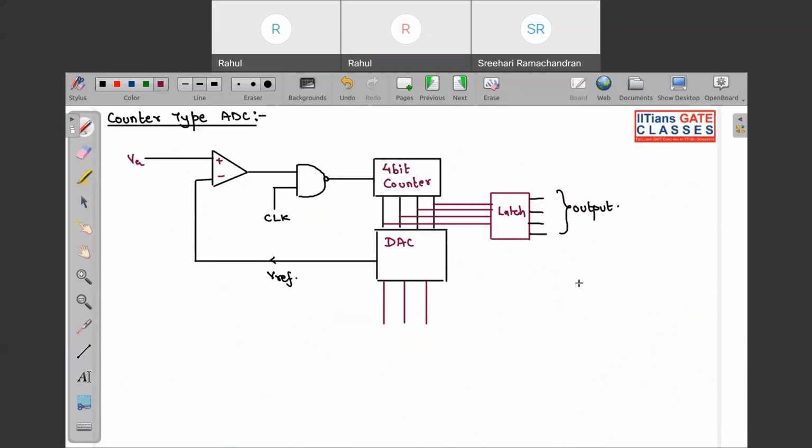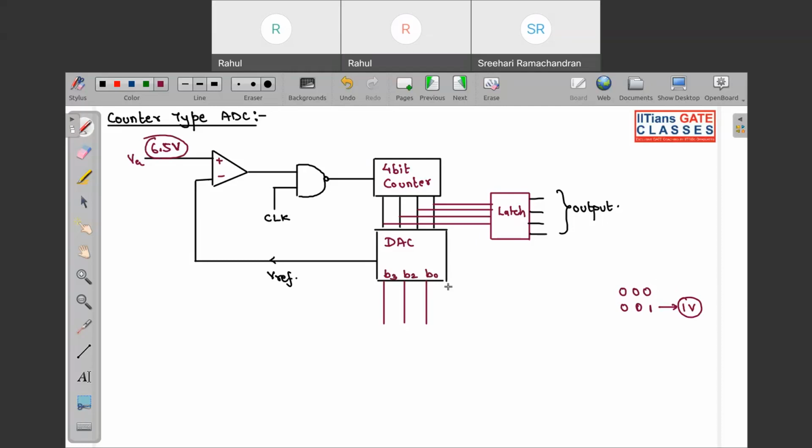Suppose we have a counter that has a resolution of 1 volt. Now assume in this counter type ADC that I want to convert this 6.5 volt to the corresponding binary bits.